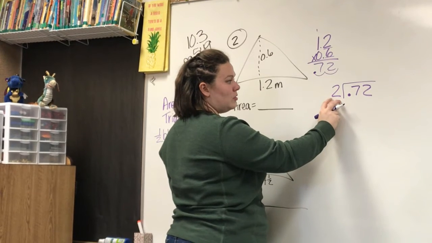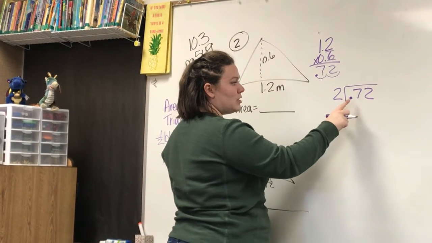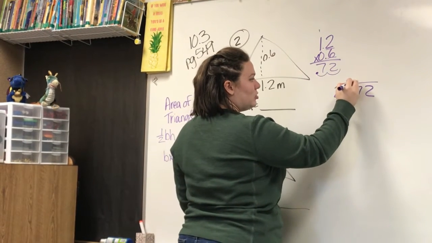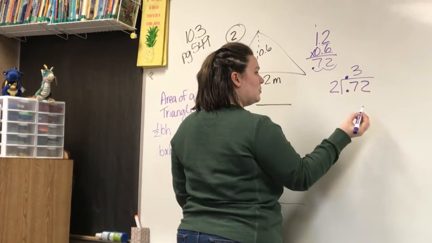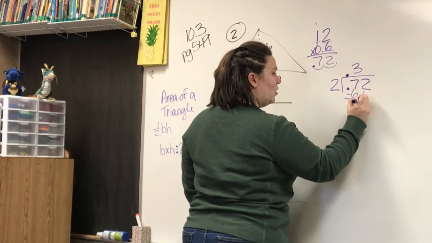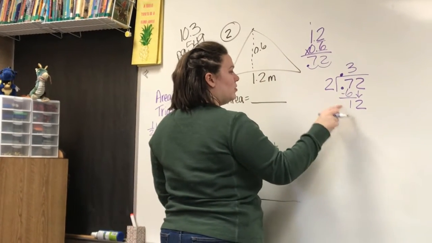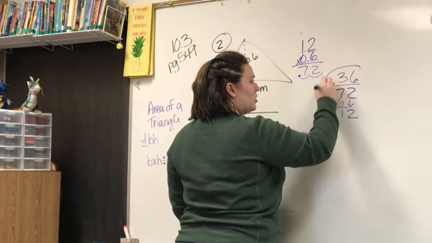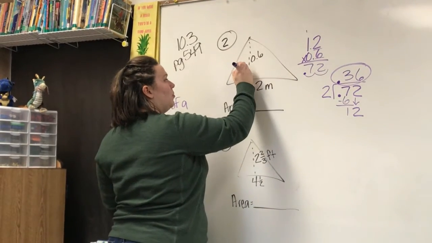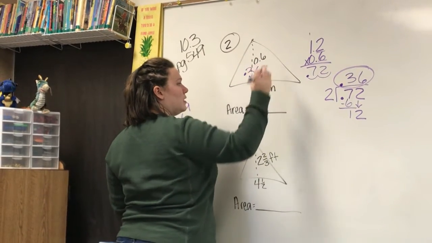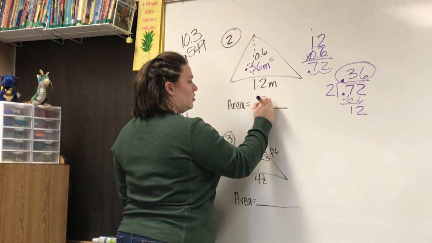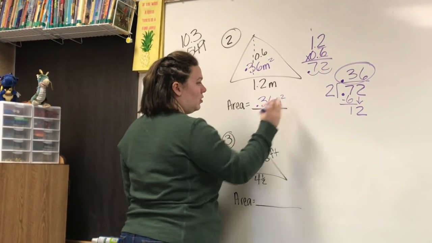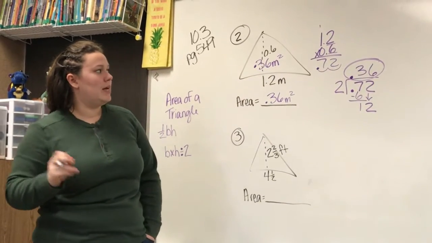There aren't any decimals on the outside, so we don't have to move the decimal, but this decimal needs to go straight up. How many times can 2 fit into 7? That is 3 times. How many times can 2 fit into 12? That is 6 times. That is the area, 0.36 meters squared. Base times height divided by 2.